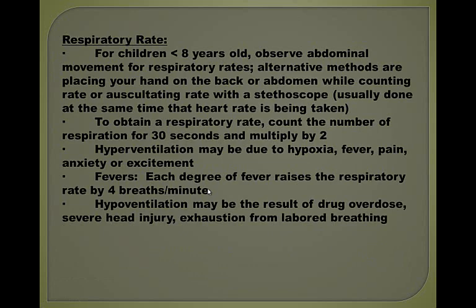Respiratory rate. When you're assessing respiratory rate in a child less than 8 years old, again, observe abdominal movement for respiratory rates. Alternatively, you can place your hand on the back or abdomen while counting the rate or auscultating the rate with a stethoscope. To attain a respiratory rate, count the number of respirations for 30 seconds and multiply by 2.